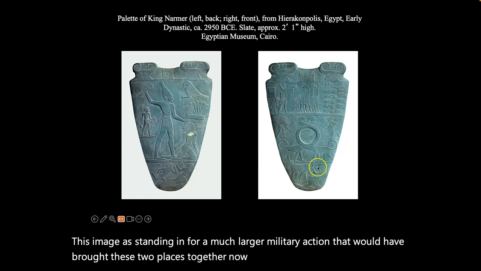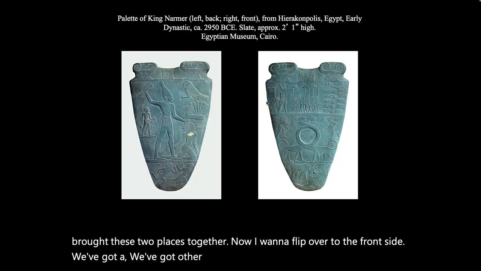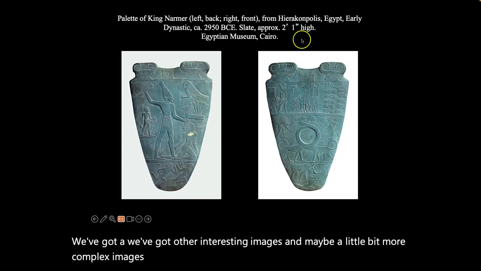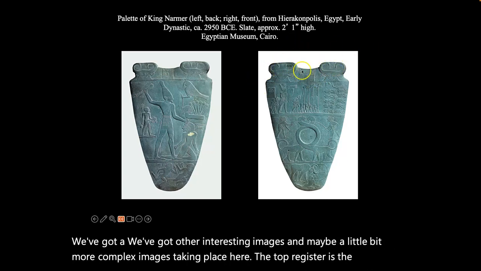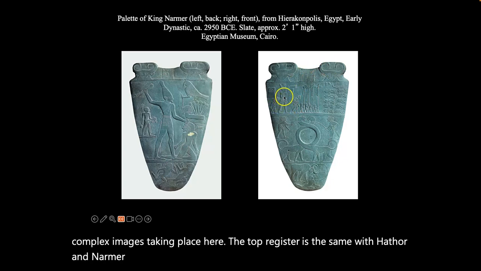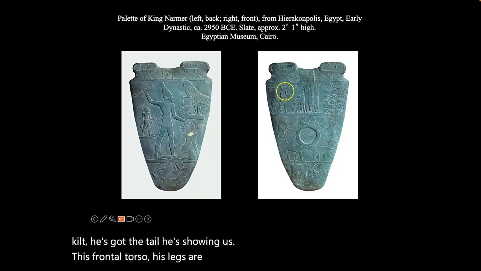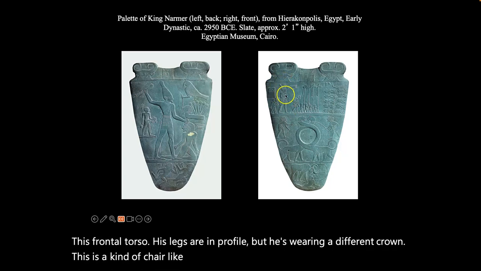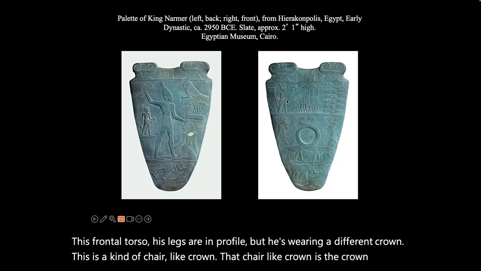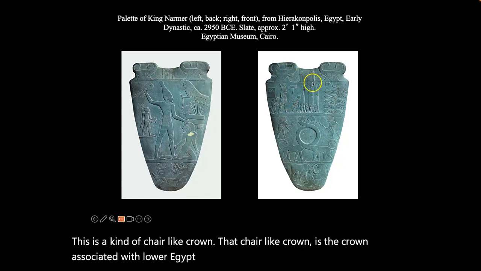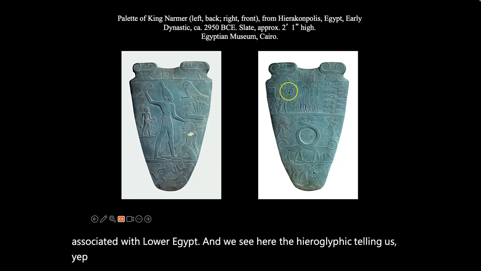Now, I want to flip over to the front side. We've got other interesting images and maybe a little bit more complex images taking place here. The top register is the same with Hathor and Narmer. And then we have that same figure, right? He's got the kilt, he's got the tail, he's showing us his frontal torso, his legs are in profile, but he's wearing a different crown. This is a kind of chair-like crown. That chair-like crown is the crown associated with Lower Egypt. And we see here the hieroglyphic telling us, yep, this is Narmer.